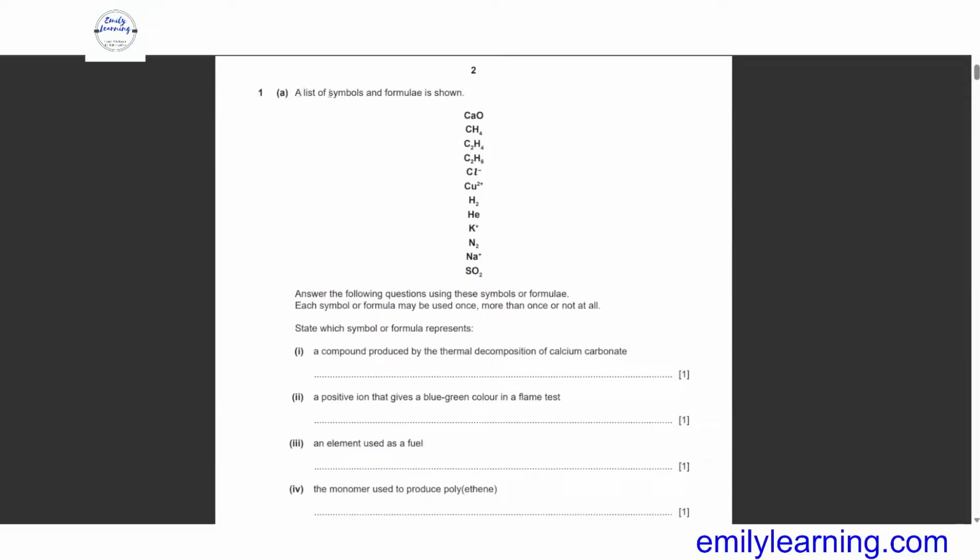So in question 1, you're given a list of symbols and formulas shown here. Okay, this big list here. So answer the following questions using these symbols or formulas. Basically, copying what you have here. So if it's He, you write He. If it's K plus, you write K plus as your answer. Each symbol or formula may be used once, more than once, or not at all. So you can use it more than once, or you can not use it. Or you can use it once.